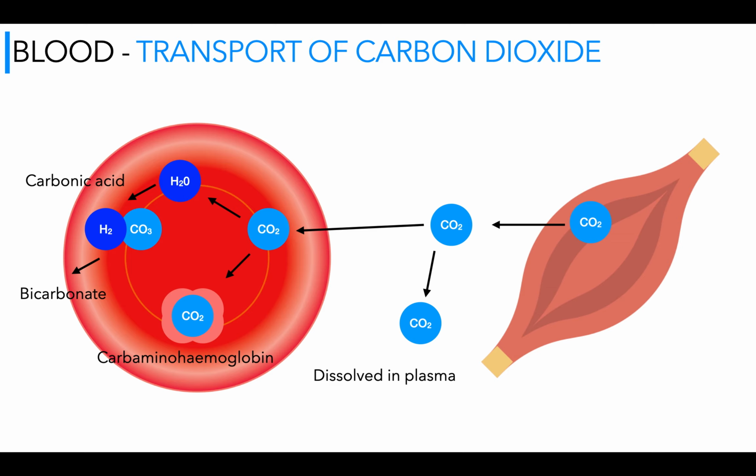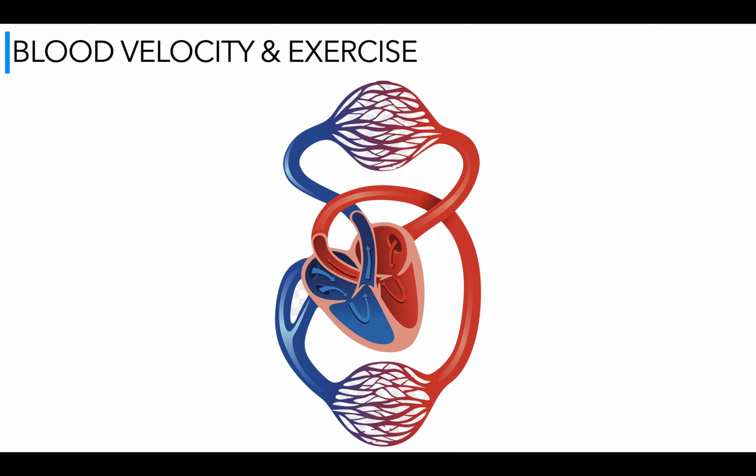But really, we can know it as three main ways of transportation: the smallest amount dissolved in blood plasma, around 23% as carbaminohemoglobin, and around 70% as carbonic acid. And that carbonic acid is the major difference to the transportation of oxygen.